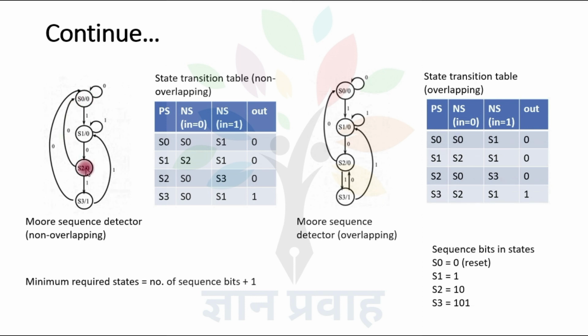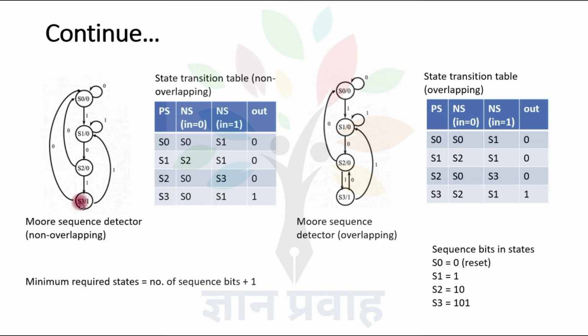At state S2, when we receive 1 at the input of the machine, then the sequence will be 1, 0, 1. So we will move to the next state, and this next state is the S3 state. S3 represents 1, 0, 1, and here the sequence is detected. It means the output will be 1.